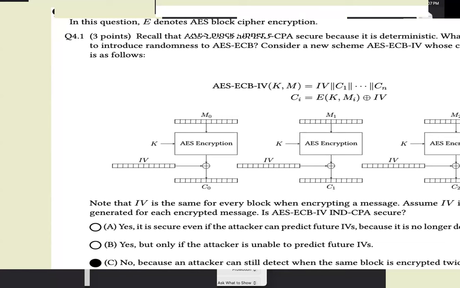Yeah, so the IV is the same for every block. And let's say it was randomly generated. Since there's no chaining happening, right? You're encrypting something with the same IV, you're going to have the same output. It's like the hello thing. Yes, exactly.